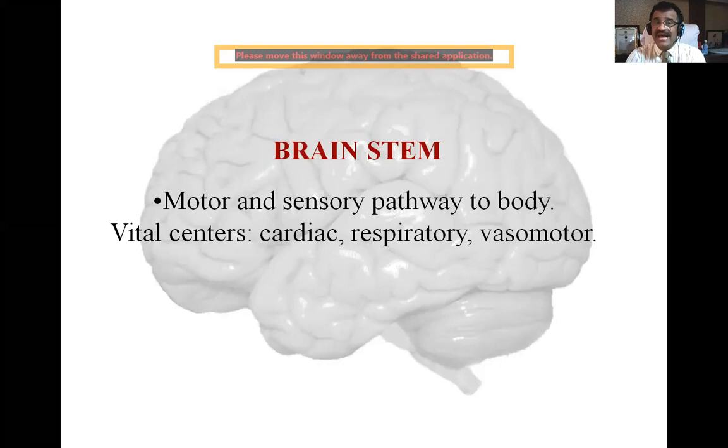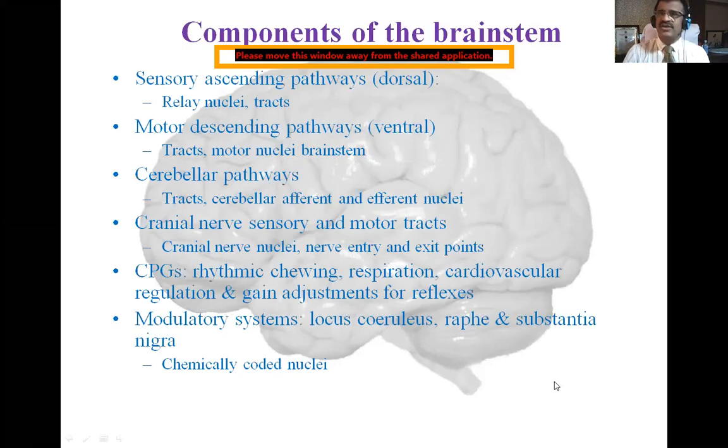Plus, brainstem has got vital centers located in it. So, cardiac center is located in the brainstem, respiratory center is located in the brainstem, and vasomotor center is located in the brainstem, mostly in the medulla oblongata. Okay. Now, these are the components of the brainstem.